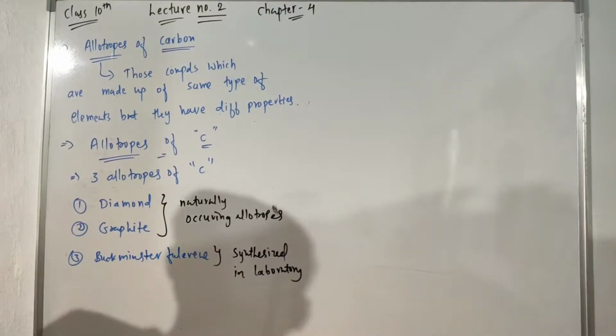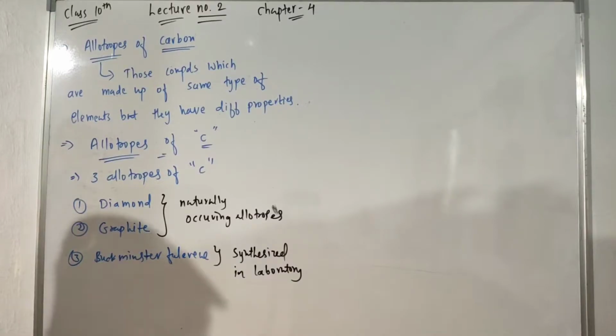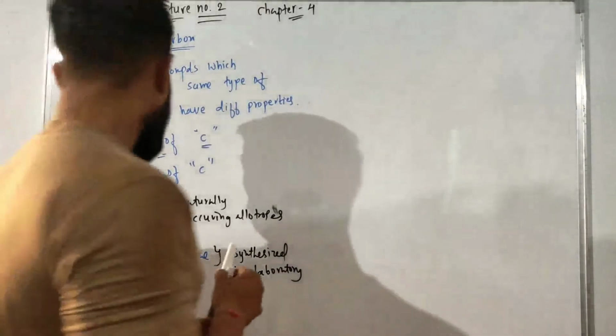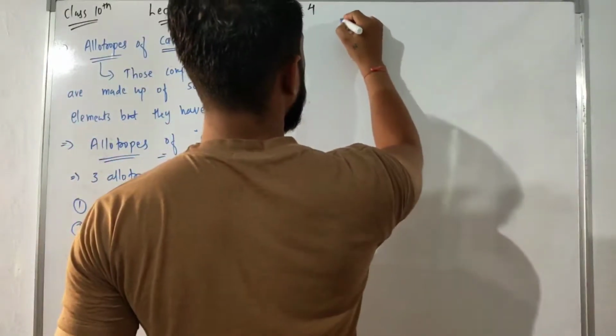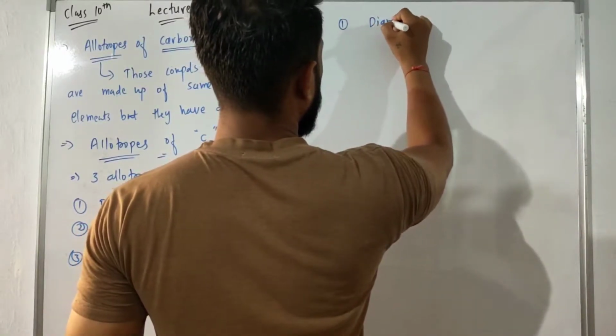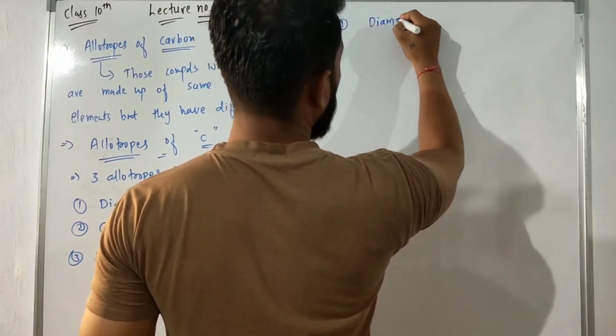नाउ टॉक अबाउट फर्स्टली दैट इज डायमंड, ओके. टॉक अबाउट डायमंड, लेट्स राइट डाउन हेडिंग डायमंड.